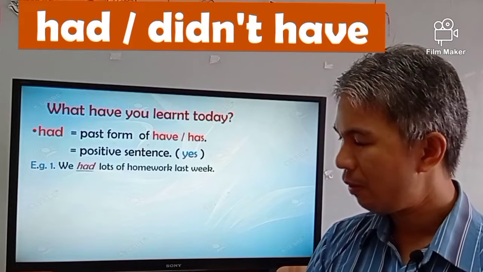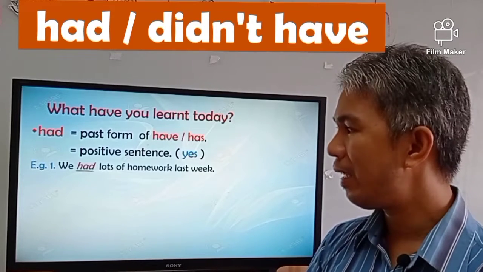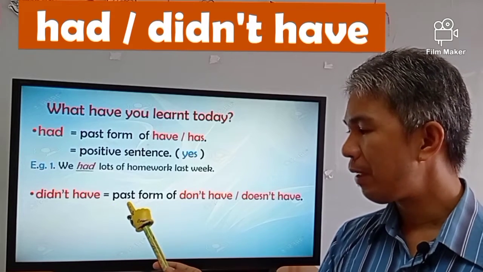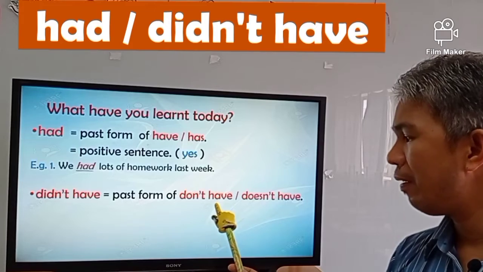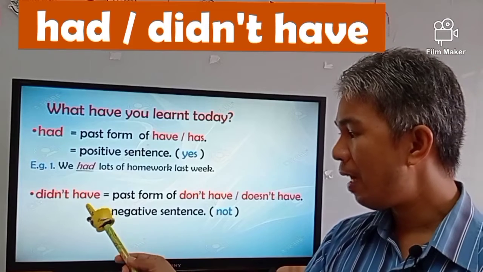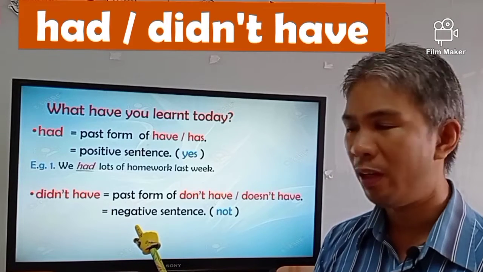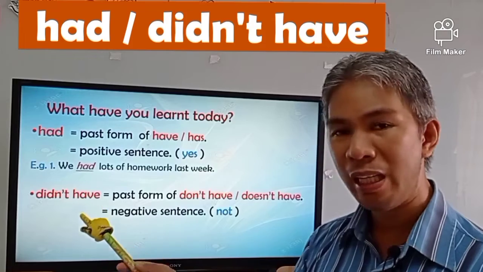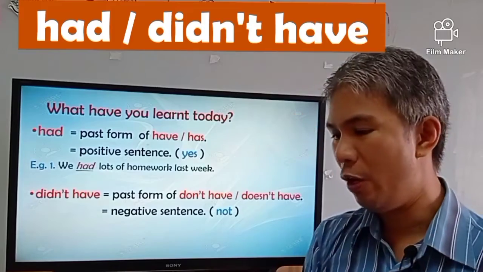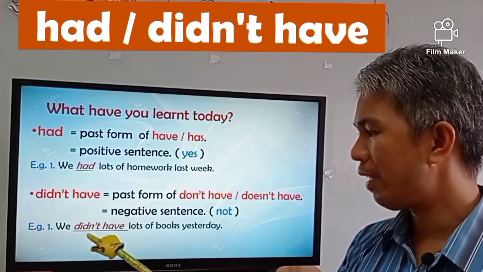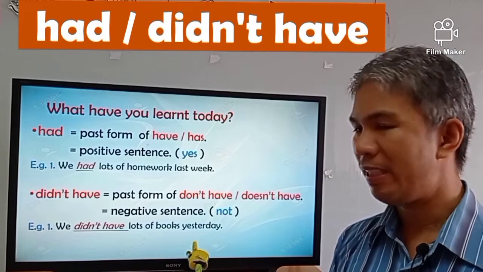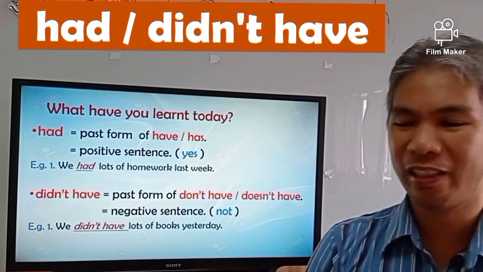What is the other thing that we have learned in this video? We have learned didn't have. Didn't have is the past form of don't have and doesn't have. So didn't have is in negative. So we use didn't have in negative sentences. Negative means no. So let's read this sentence. We didn't have lots of books yesterday.